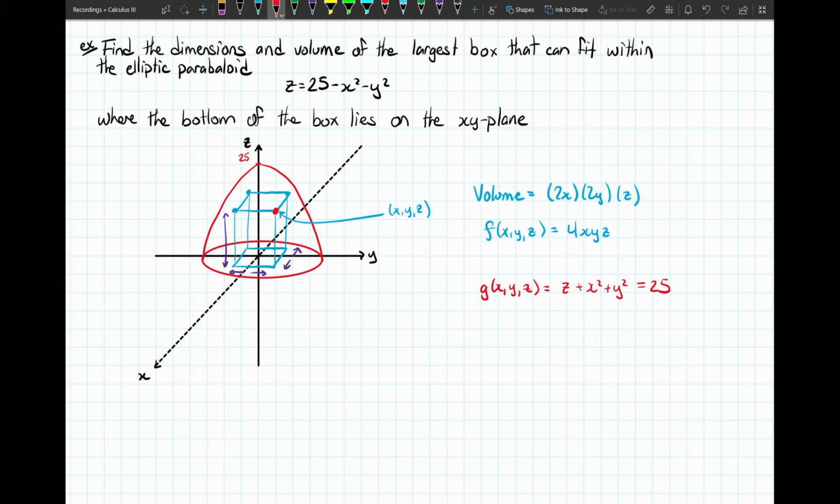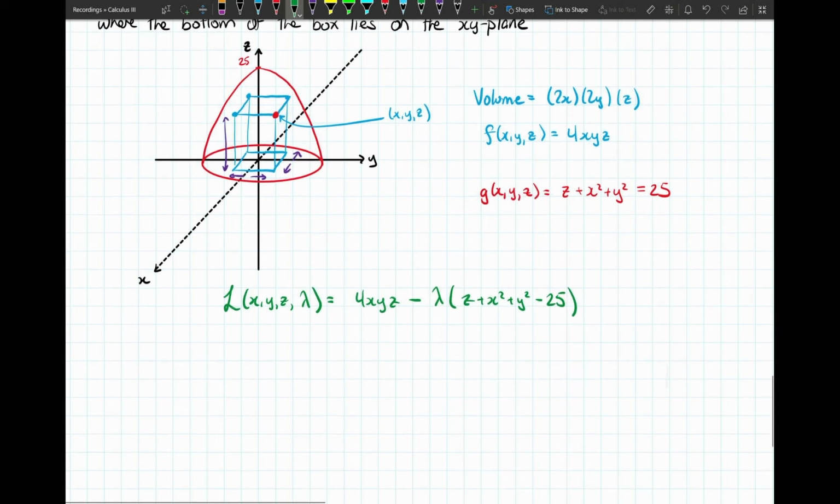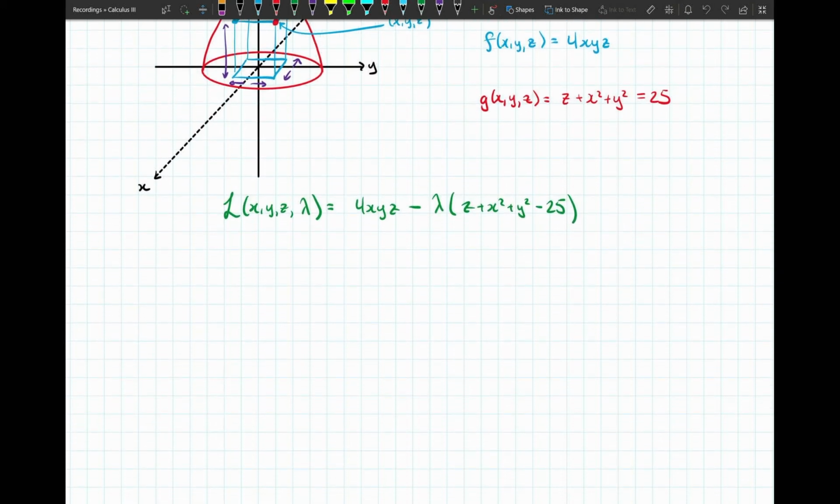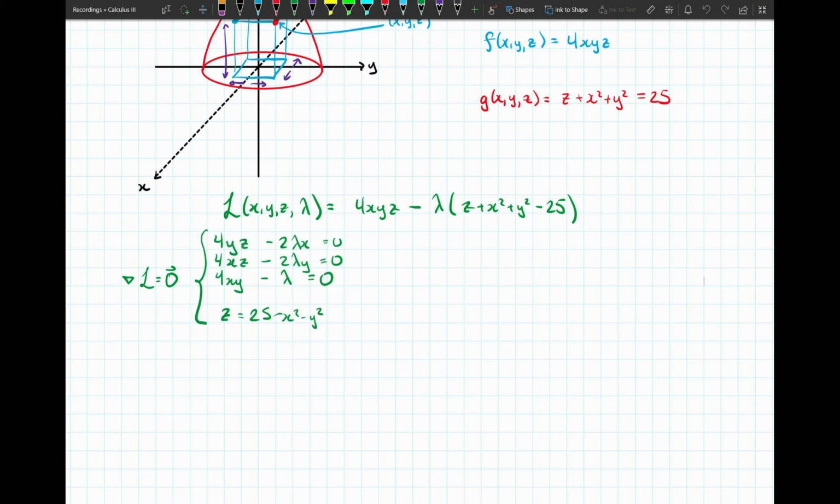Let's try the method of Lagrange multipliers by setting up the Lagrangian. In this case, the Lagrangian is going to have four variables, x, y, z, and lambda. We'll start by constructing it using the objective function 4xyz, and then we have minus lambda times our constraint. At this point in time, we just need to set up the system of equations. So we'll start by letting the gradient of this Lagrangian equal the 0 vector, and that will give us four equations for each of the four variables. The partial derivatives with respect to x, y, and z, and then the partial derivative with respect to lambda.